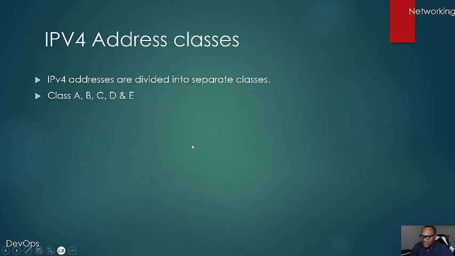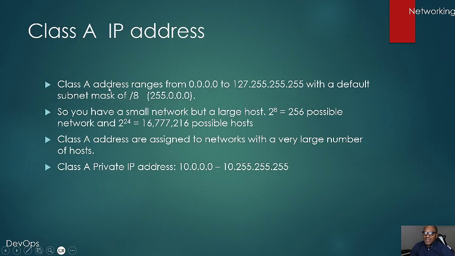So that's that. And we have IPv4 address classes: class A, B, C, D, and E. Class A IP addresses range from 0.0.0.0 to 127.255.255.255 with a default subnet mask of /8. So you have a situation where you have a small number of networks but a large number of hosts.